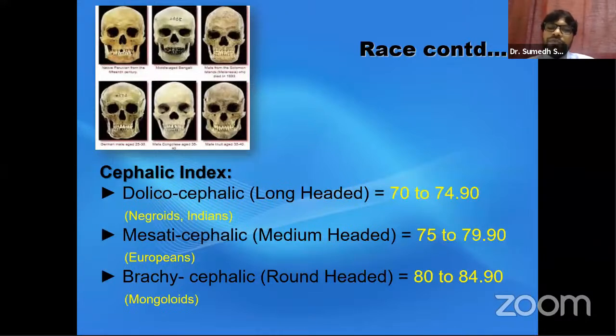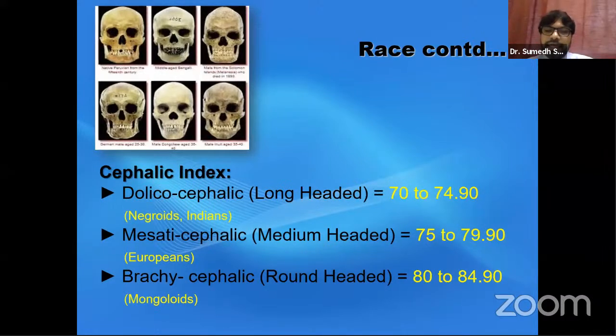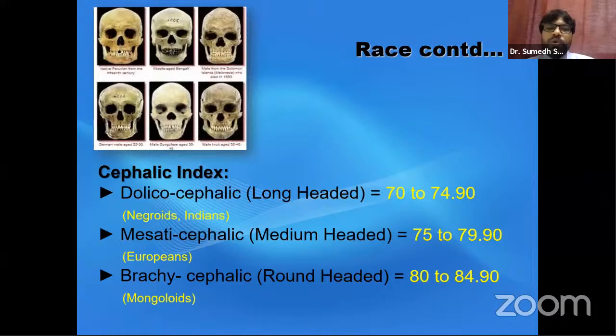It is further divided: dolichocephalic, that is long-headed individuals, mostly observed in Negroids and Indians. Then mesaticephalic, that is medium-headed individuals, mostly observed in Europeans. Then brachycephalic, that is round-headed individuals, mostly observed in Mongoloids. So this is what you can call the cephalic index. On this basis, there are further indices.